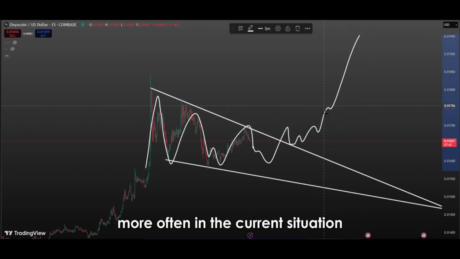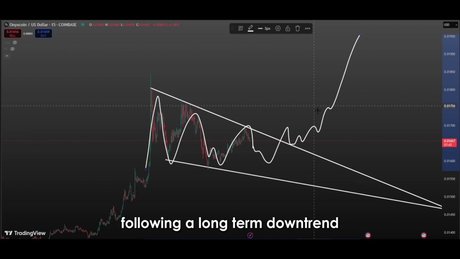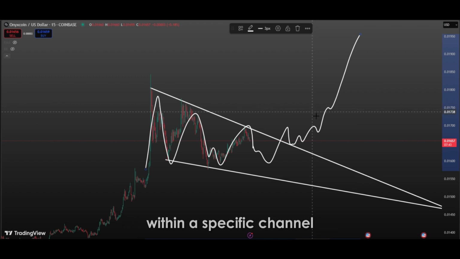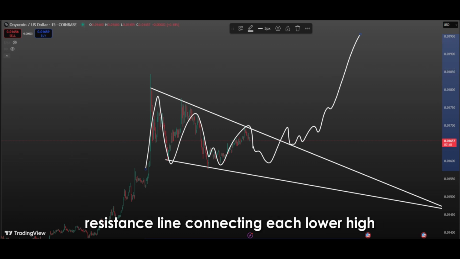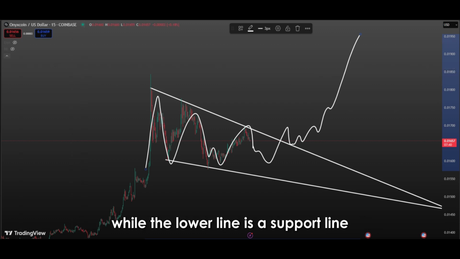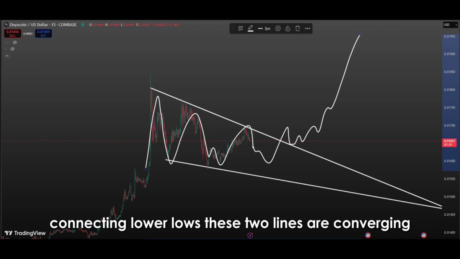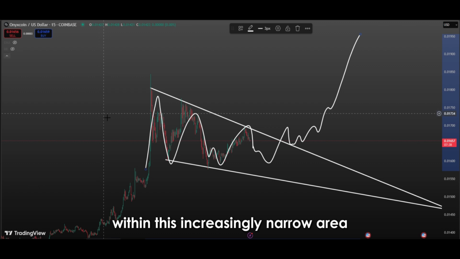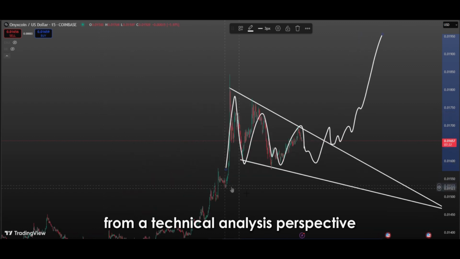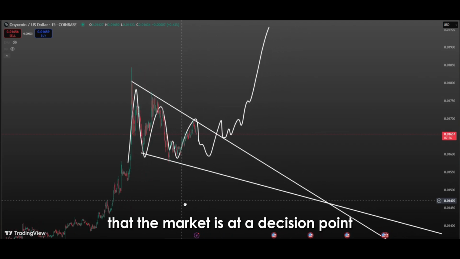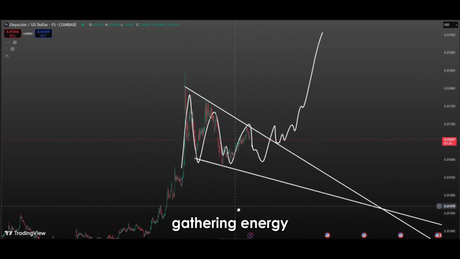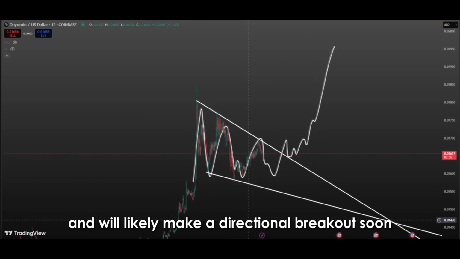In the current situation, following a long-term downtrend, the price has started to consolidate within a specific channel. The upper line of this channel is a descending resistance line connecting each lower high, while the lower line is a support line connecting lower lows. These two lines are converging, and the price is oscillating within this increasingly narrow area. From a technical analysis perspective, these structures are key signals that the market is at a decision point, gathering energy, and will likely make a directional breakout soon.